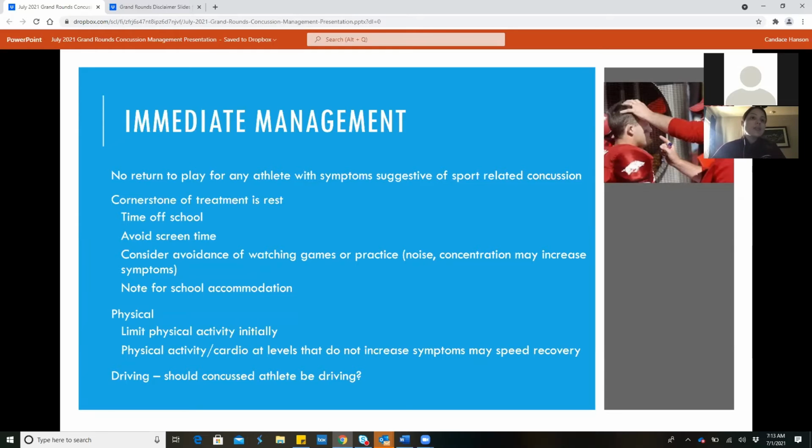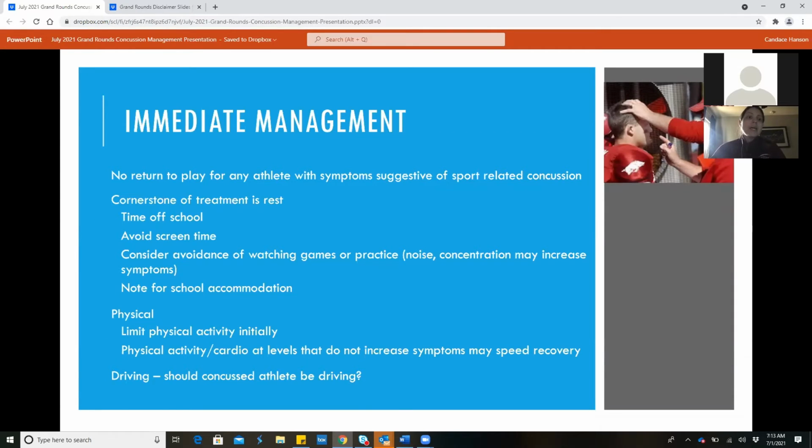Consider avoidance of watching games or practice. So if they are really sensitive to noise, sensitive to light, are really distractible and just having trouble sitting there on the sidelines and it's making their symptoms worse, get them off the sidelines. Don't have them sit there and watch practice or the rest of the game. Let them go rest. And then again, note for school accommodations.